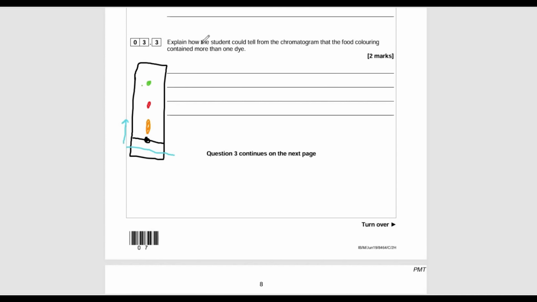So how can they tell that it contained more than one dye? Well, how many spots are in mine? You have to include the one on the line as well. Sometimes it moves off the line, but this black color here is obviously insoluble, but essentially this contains four. So what we would say is, how do we know it contains more? There is more than one spot on the chromatogram.